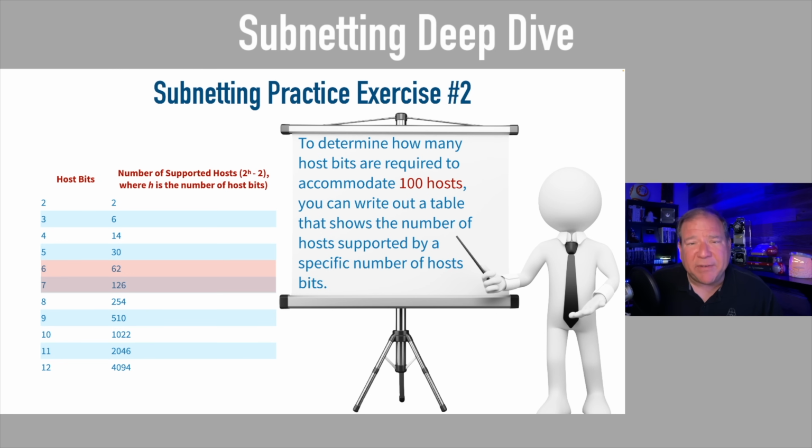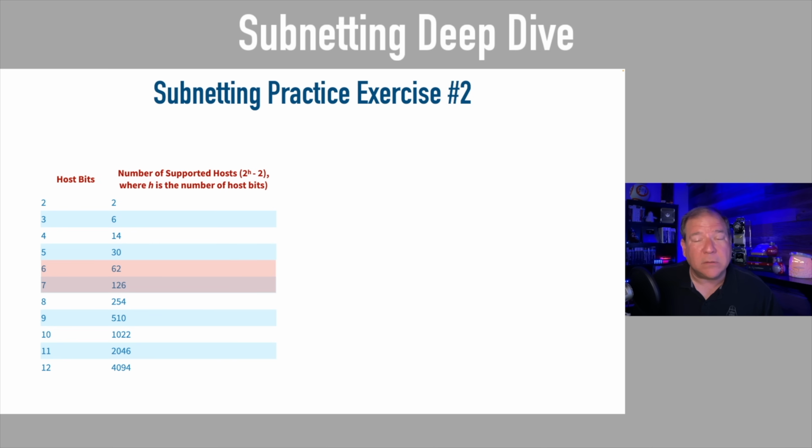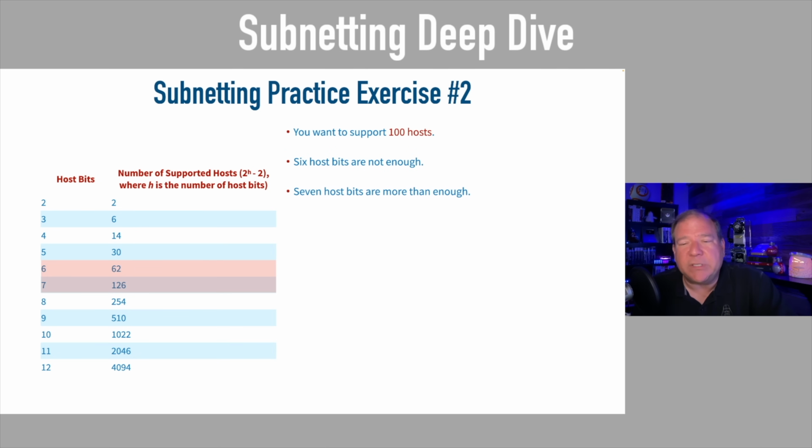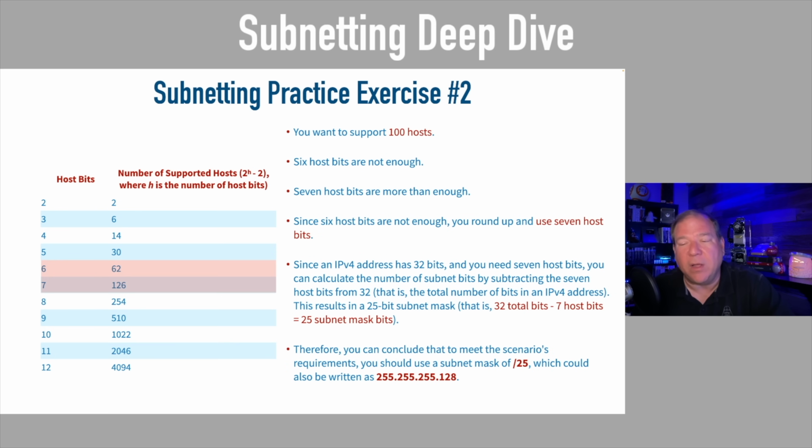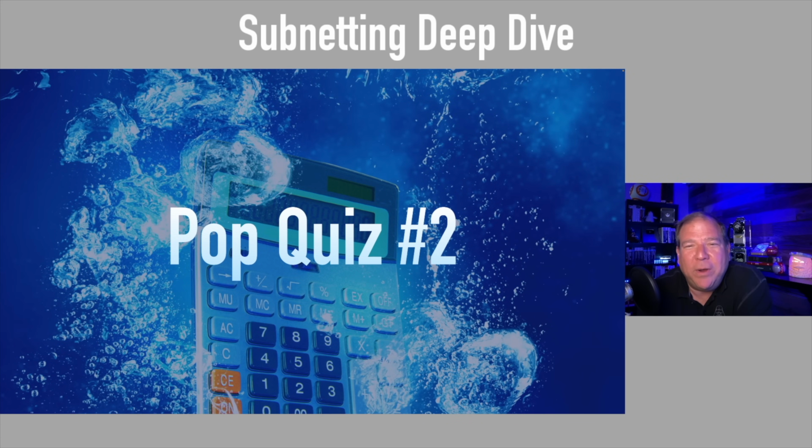So if I have 7 host bits, how many network bits do I have? 32 minus 7 is 25, isn't it? So we're going to have a /25. We want to support 100 hosts. 6 host bits are not enough. 7 host bits is more than enough, but we have to go with 7. You have to round up. That tells us that if I've got 7 host bits, I've got 25 network bits. So my subnet mask is going to be a /25, which we could write alternately as 255.255.255.128.